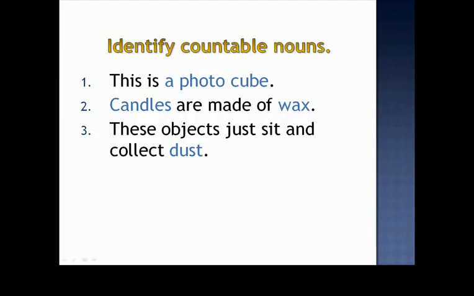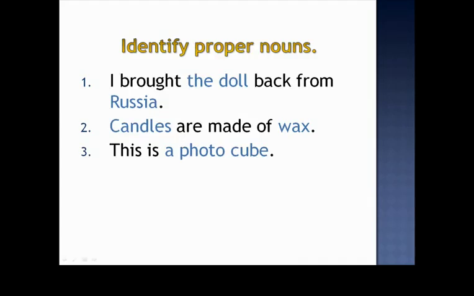Identify countable nouns. Of the 4 highlighted phrases, 2 give examples of countable nouns. A photo cube and a candle are countable nouns. Identify proper nouns. If you read the 3 statements and look at the highlighted phrases, you'll find only one example. The proper noun is Russia. It's written with the zero article.